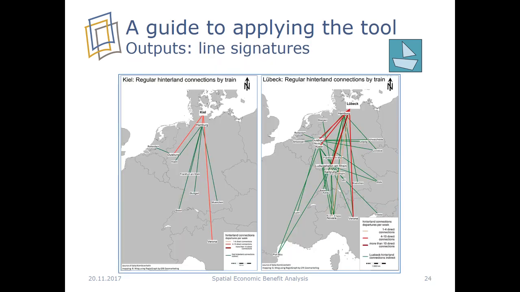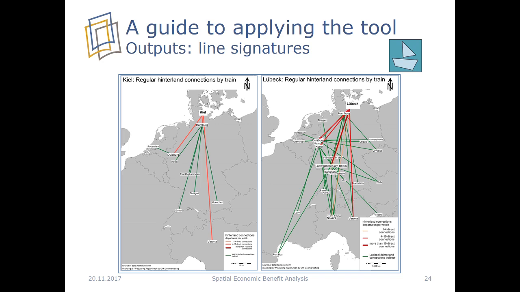A third group of signatures are line signatures. Those ones are used to map relations between 2 points or areas. Lines can show qualitative information by using different colors, or quantitative data by using different levels of thickness and/or colors. In the following example, line signatures are used to map the hinterland connections by train from different German Baltic Sea ports. Here, a mixture of qualitative and quantitative information is given.